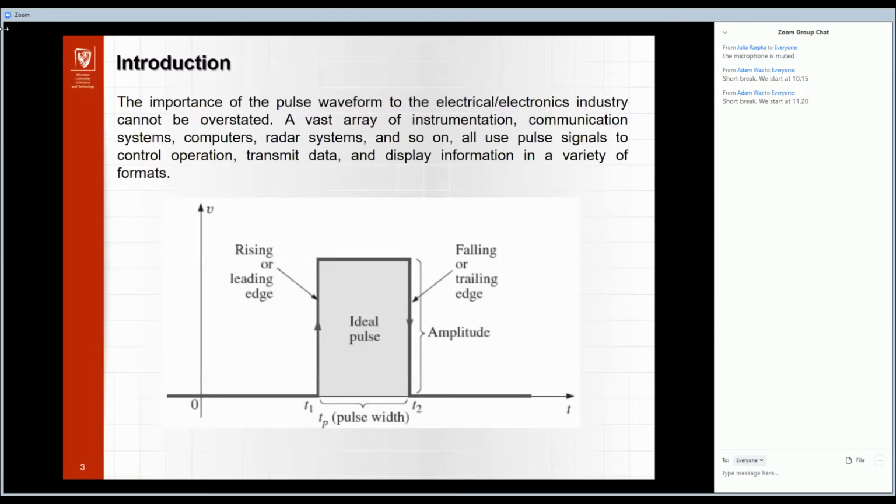Okay, and why pulse waveform, not sinus, cosinus, etc.? Because pulse waveforms nowadays are commonly used for communication systems, computers, radars, etc. So we control devices by using these pulses and transmit data and information. So you know about it.